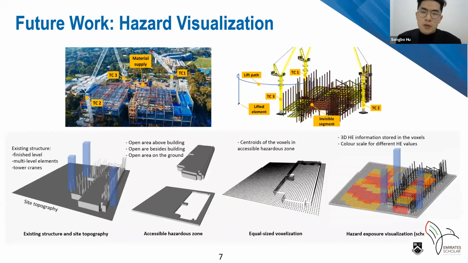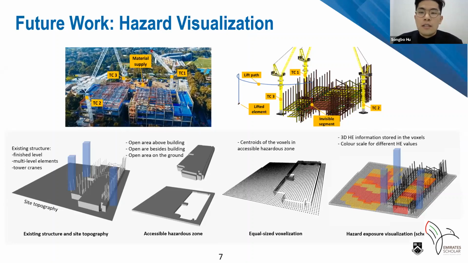Here is a work in progress of visualizing such HE, the hazard exposure. This building is a real-world project in Melbourne, Australia, and the diagram shows we have planned the path using the path planning module. And for hazard visualization, we first extract the existing structure from the BIM model, and then find the open spaces in 3D, such as open spaces above the building, beside the building, or above the ground.